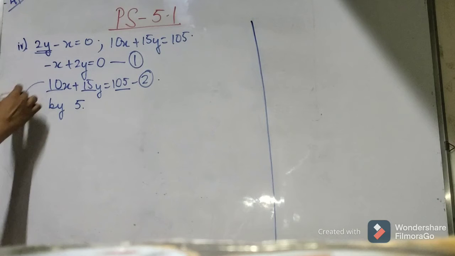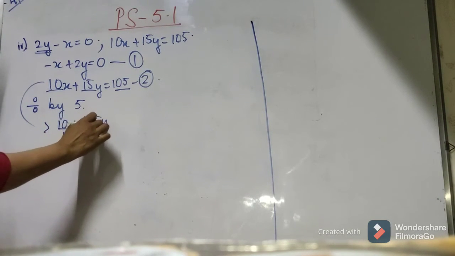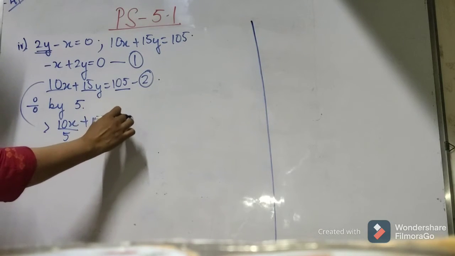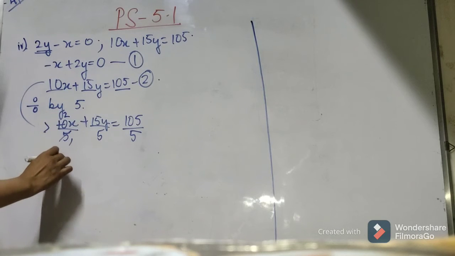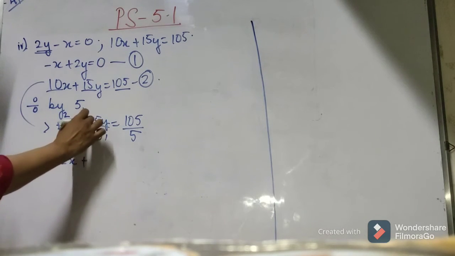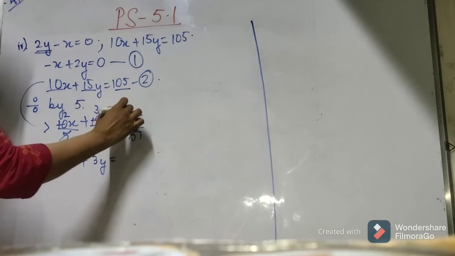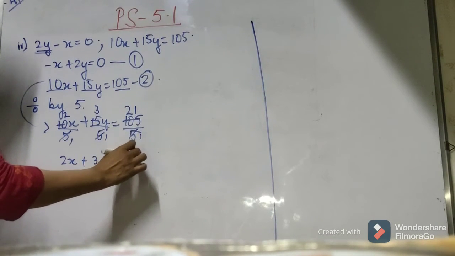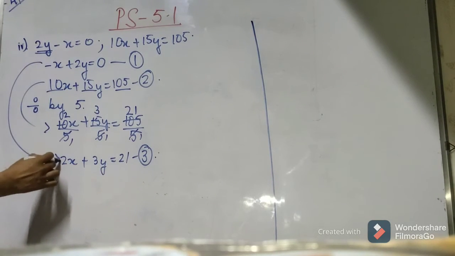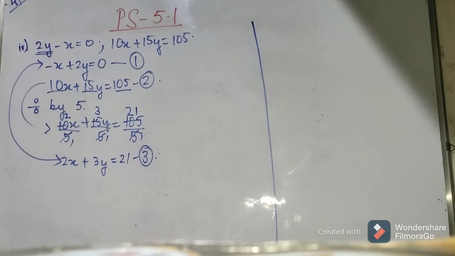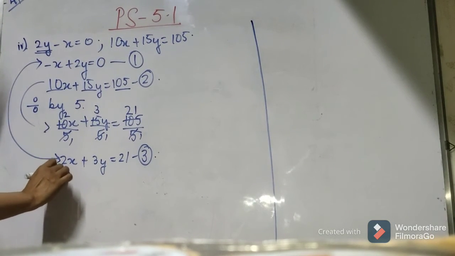So what do I get? 10x upon 5 plus 15y upon 5. Remember, all terms I have to divide by 5. Okay. So 5 ones are 5, 5 twos are 10, I get 2x here. 5 threes are 15, I get 3y here. And 5 ones are 5, 5 twenty-ones are 105, I get 21. So I get my third equation here. Now I compare the first and the third. Anything in common? No. So what I'll do? I'll multiply equation 1 by 2.